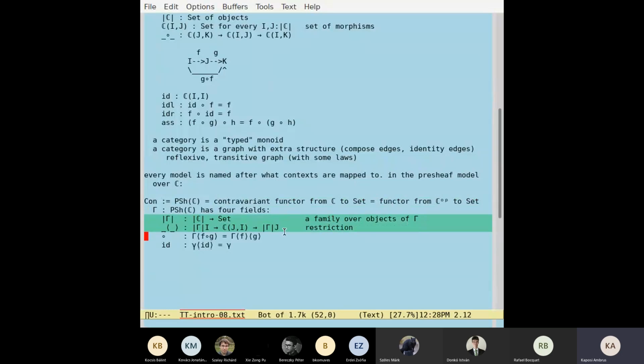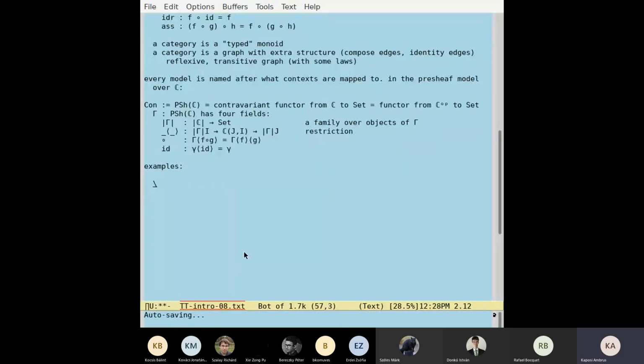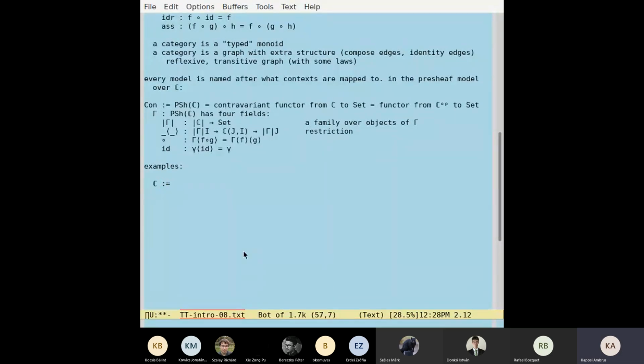Okay, but this notation is very convenient for describing presheaves. So let's see some examples. Okay, so what if C is, let's see, C is the following category, which has 2 objects, 0 and 1. Okay, 0 and 1.